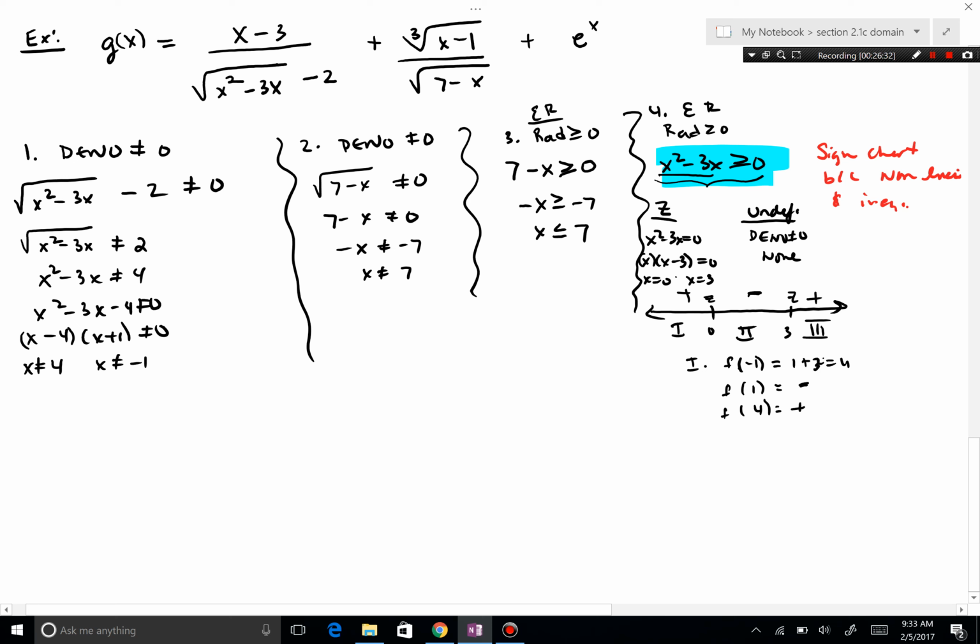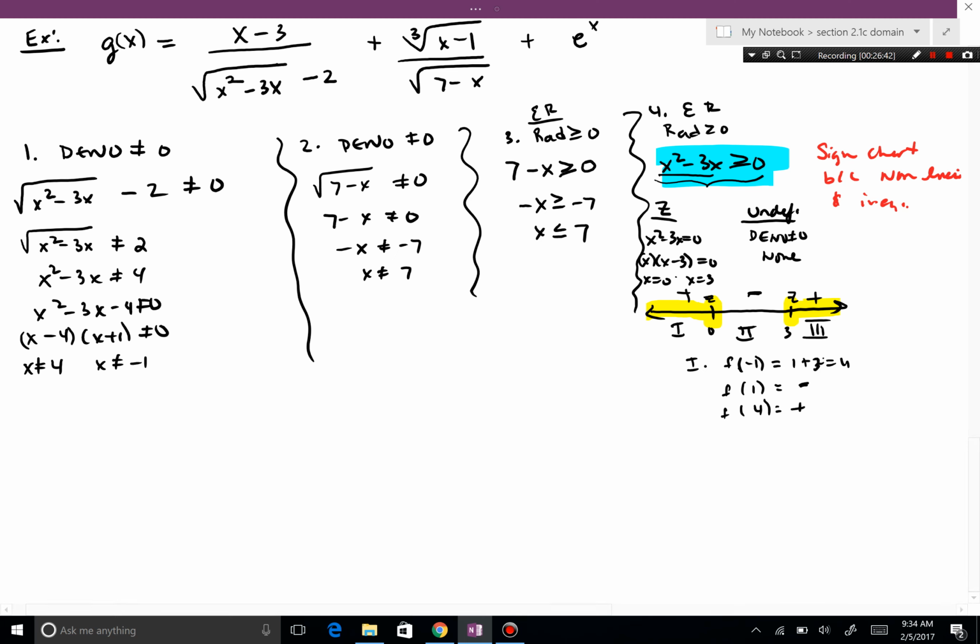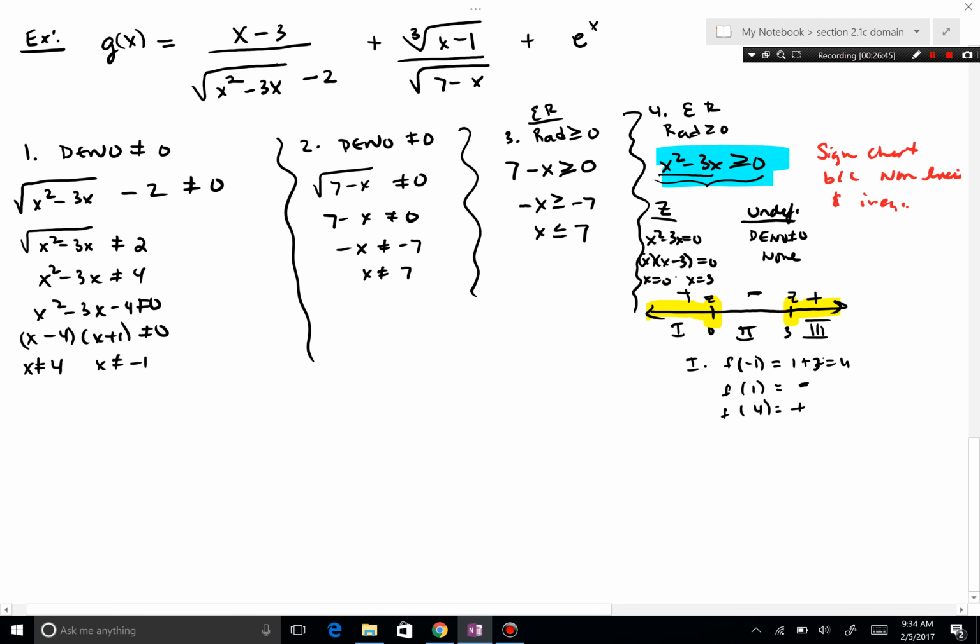And note, we're looking for when is it greater than or equal to 0. So, when is it greater than or equal to 0? It's greater than 0, positive, between here and 0. It's equal to 0 at 0 and at 3, and greater over here. So that's going to be our answer for this one. So we got 4 answers.